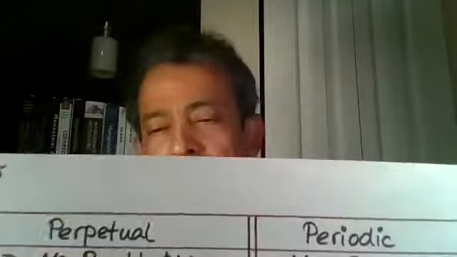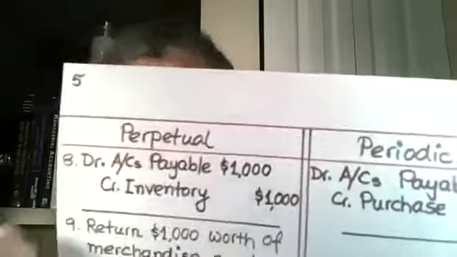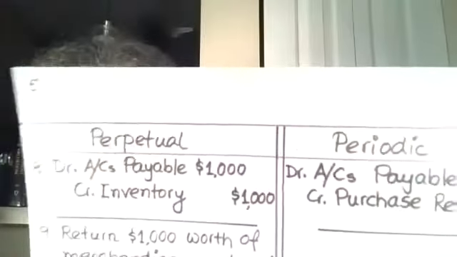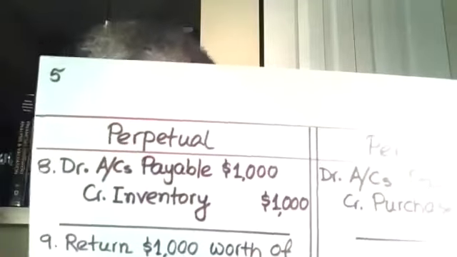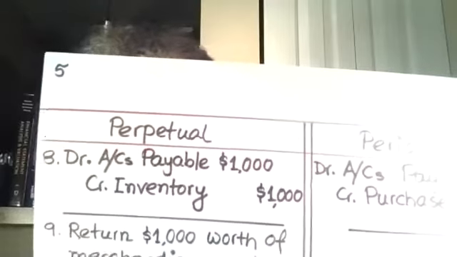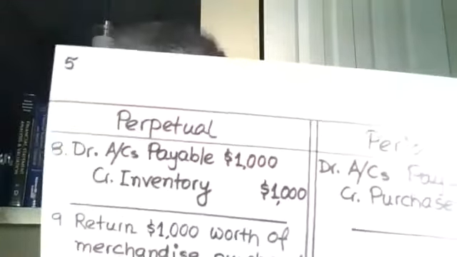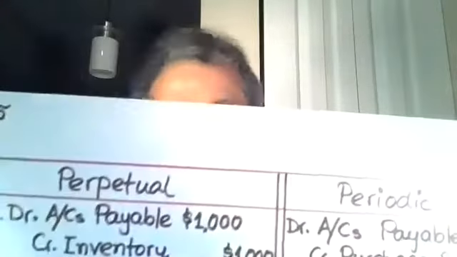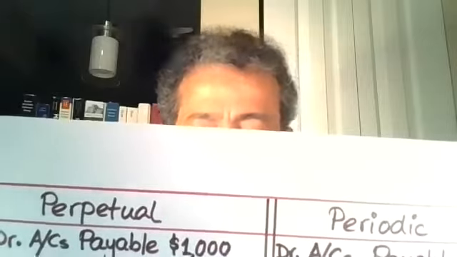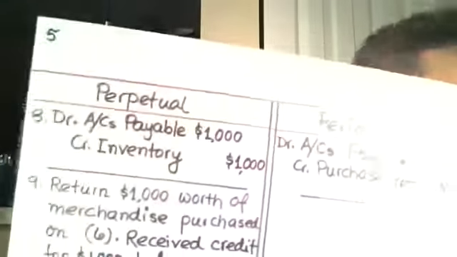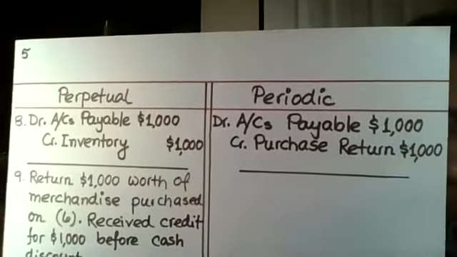You're returning some goods. Under perpetual, some goods are leaving you. Remember, some goods are leaving, so it's like an asset. So there will be inventory here. You can see that $1,000 of credit. Accounts payable is going down because you don't have to pay back the $1,000 if you return the goods. So debit accounts payable, and credit inventory, because inventory, an asset, is leaving you. Got it? And then under periodic, debit accounts payable. Debit accounts payable is common to both methods. Debit accounts payable, and credit is purchase returns.